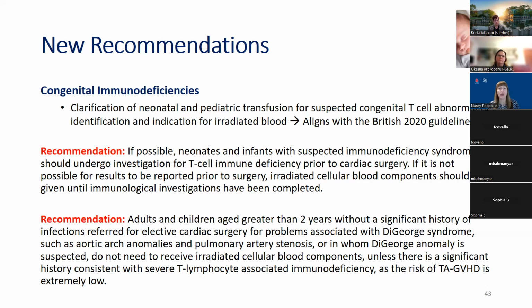However, adults or children aged greater than 2 years who do not have a significant history of infection, or are referred for elective cardiac surgery for defects associated with DiGeorge syndrome, such as aortic arch anomalies and pulmonary artery stenosis, or in whom DiGeorge anomaly is suspected, do not need to receive irradiated cellular blood components unless they have a personal history that is consistent with severe T lymphocyte immunodeficiency, mainly a history of severe or recurrent infection, because the risk of TA-GVHD is considered to be extremely low.